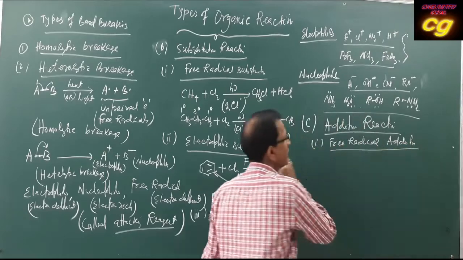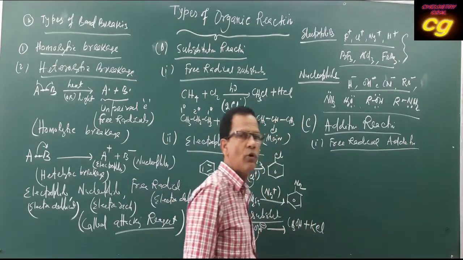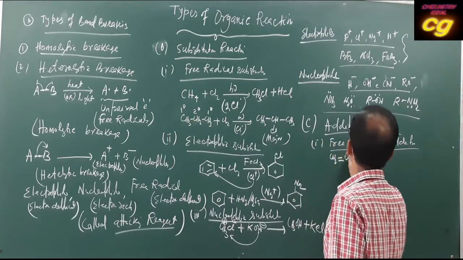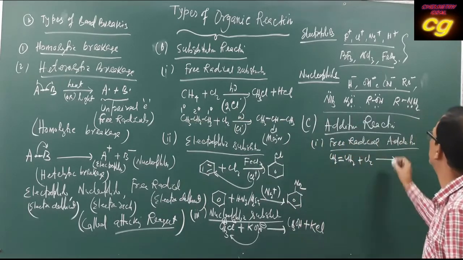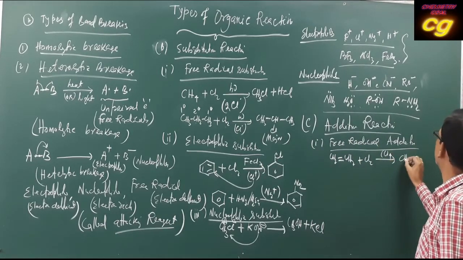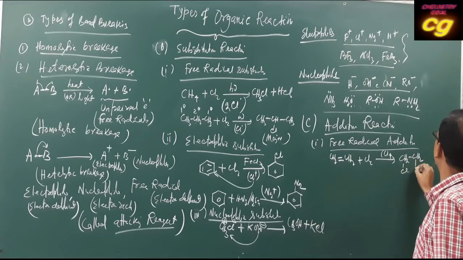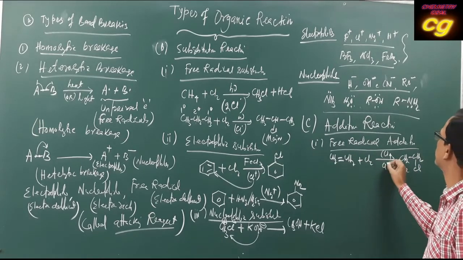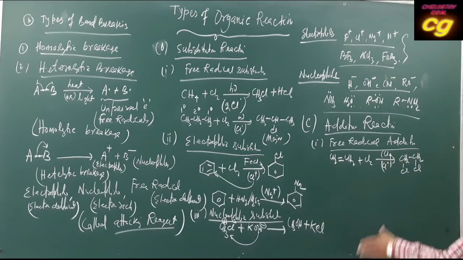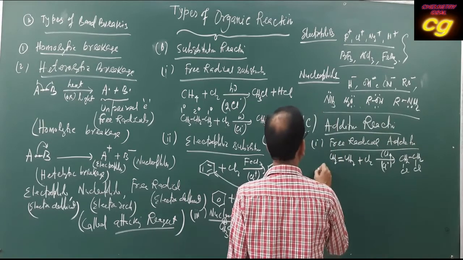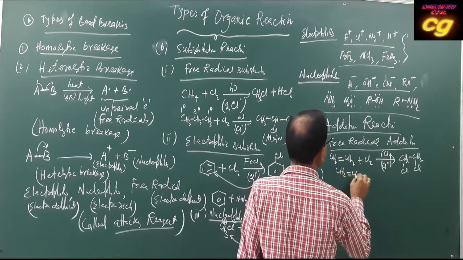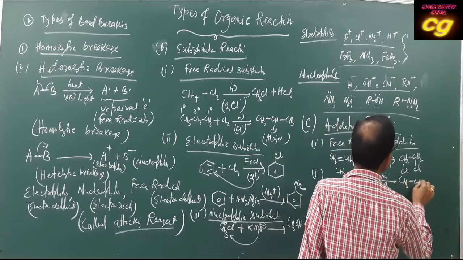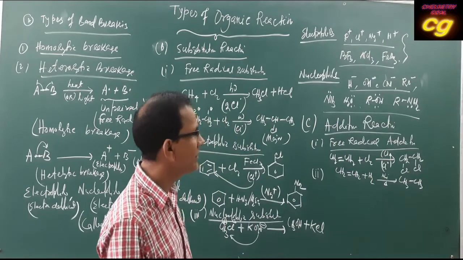Free radical addition reaction. What is free radical addition? Here a free radical is added. Addition reaction means a double bond converts to a single bond, or a triple bond converts to a double bond. Here CH2=CH2 plus Cl2 is added in presence of carbon tetrachloride, forming CH2Cl-CH2Cl. Here the free radical Cl dot is added. So this is called free radical addition. Another example: CH2=CH2 plus H2 in presence of nickel and heat produces CH3-CH3, ethane. That is also a free radical addition.